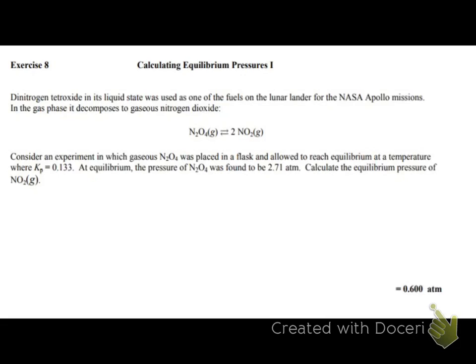So in this particular example, whenever you see at equilibrium, you can do the happy dance because you're not going to need to use a Rice table. Okay, so we have this equation, and it gives us the pressures, right? 2.71. It gives us what Kp is.